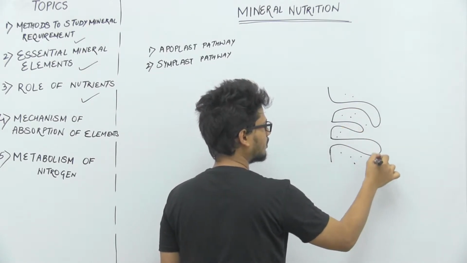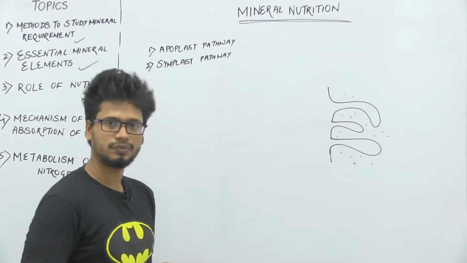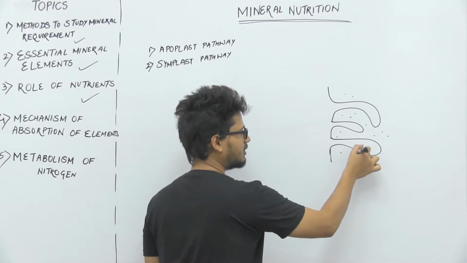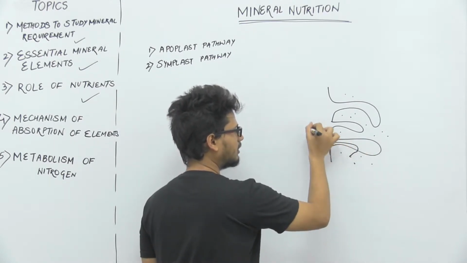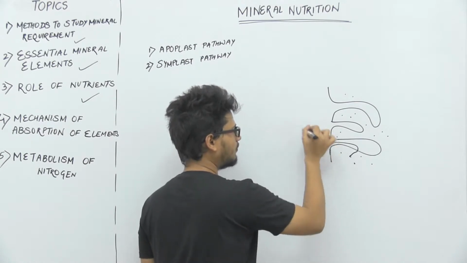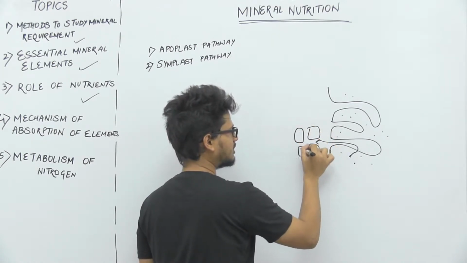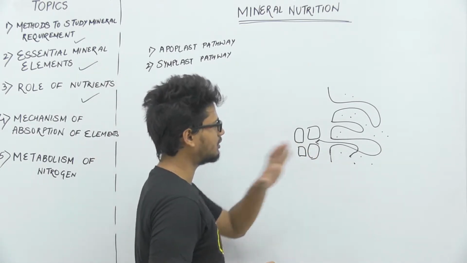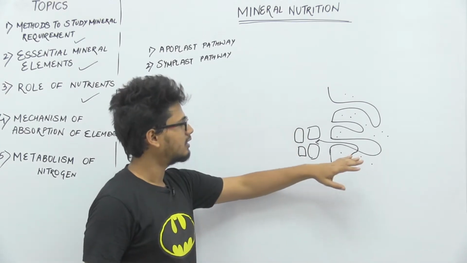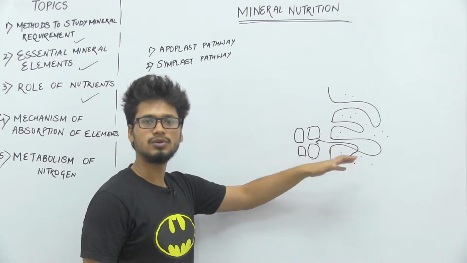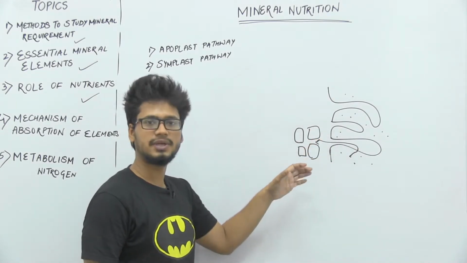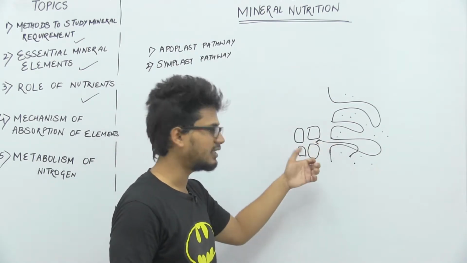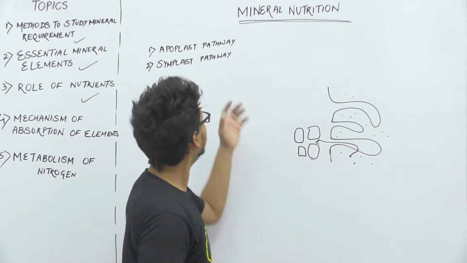So what does the plant do? The plant will try to get all these minerals into the intercellular spaces or the free space of the cells here. Okay, so the moment जब plant elements को या minerals को soil से लेके cells के intercellular spaces या free space में without the expenditure of energy उसे transport कर लेता है, that is known as the apoplast pathway.